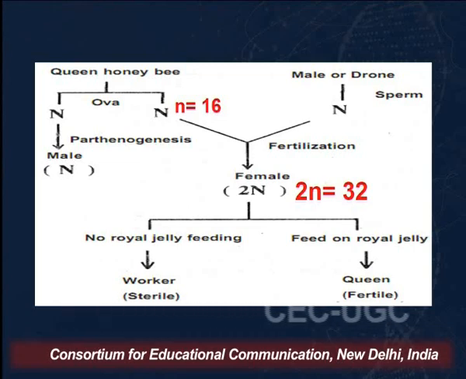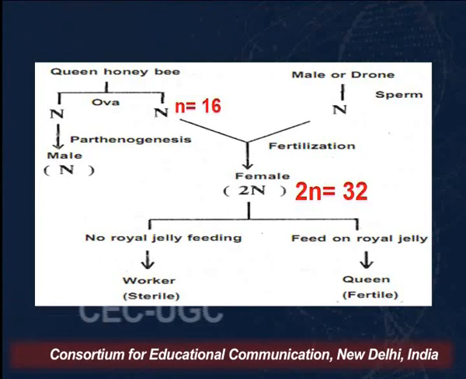So there are 2 possibilities. One, it undergoes parthenogenesis because it didn't have a chance to mate or to get fertilized, and this parthenogenesis gives rise to a male, and the chromosome number of the male would remain 16. And if by chance this particular gamete, that is the other haploid gamete, fuses with the male or the drone sperm, we would find that fertilization would result in the formation of a female which has a diploid 2N. Now again it would depend whether this female has been fed on royal jelly or not.